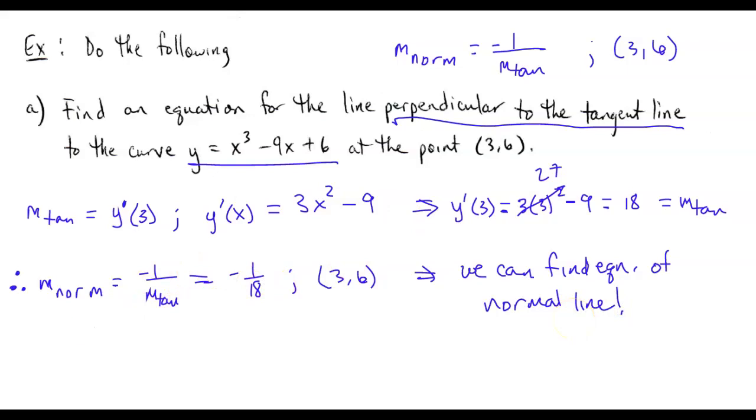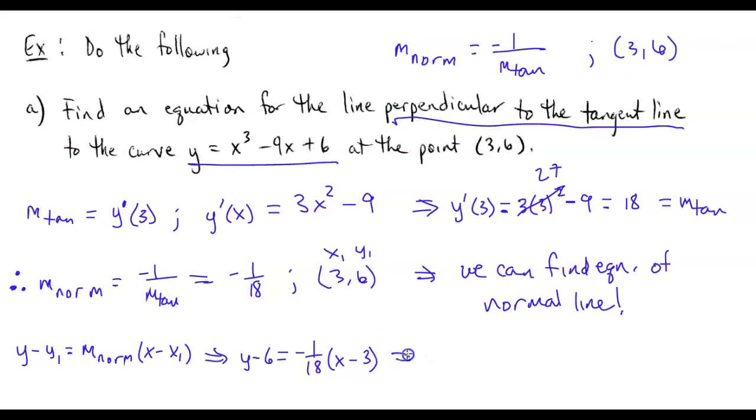Okay, so therefore y minus y1 equals the slope of the normal line times x minus x1, where 3 will be our x1, 6 will be our y1. Here we'll have y minus y1, which is 6, equals negative 1/18 times x minus x1, which is 3. And then there we just solve for y.